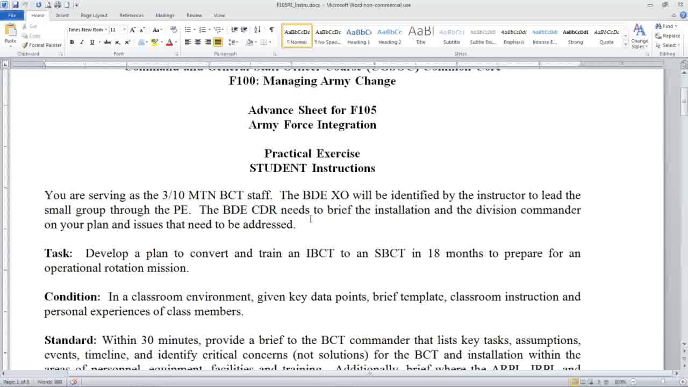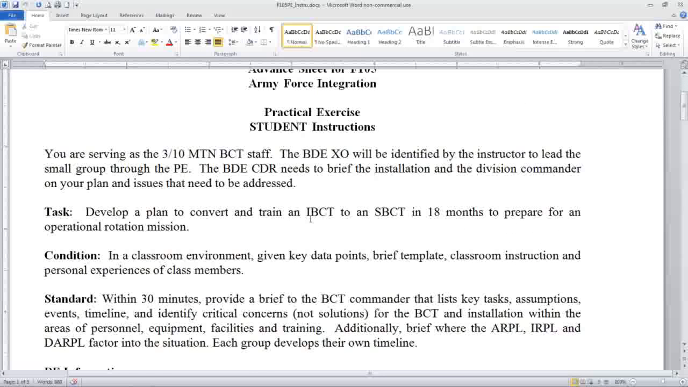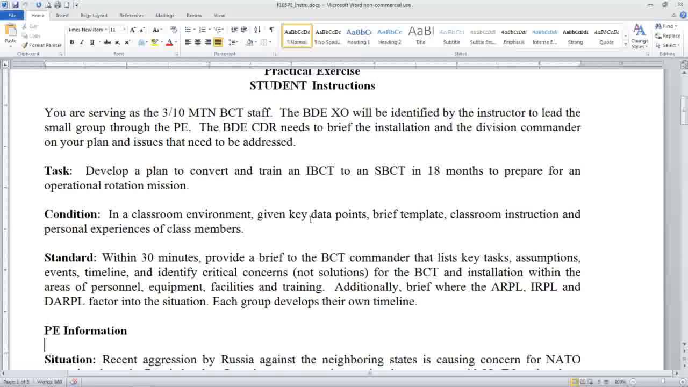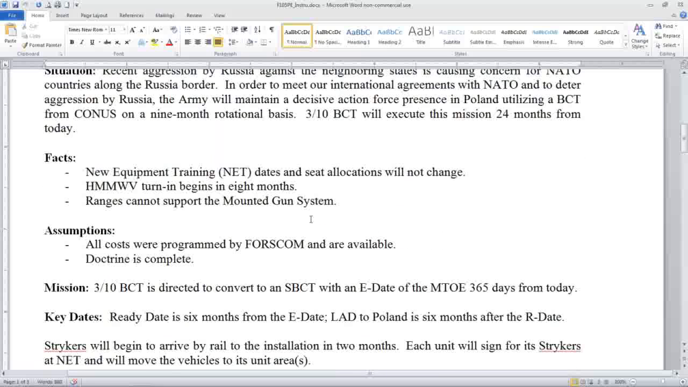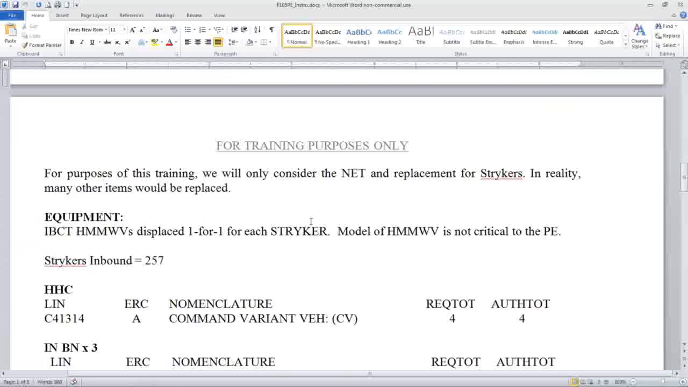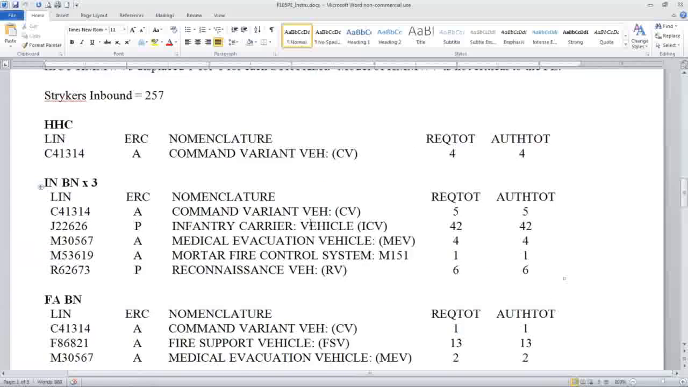Here's what we give the students. The task, condition, standard: they're at 310 BCT, which is on purpose. We picked 310 because it's the only BCT at that installation. There's nobody else to go to for help, and it's very limited terrain out there. So they do all this. We induced a lot of conflict, not confusion, but conflict within this. In other words, we told them all these different things that are going on.